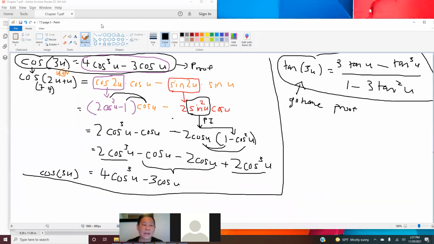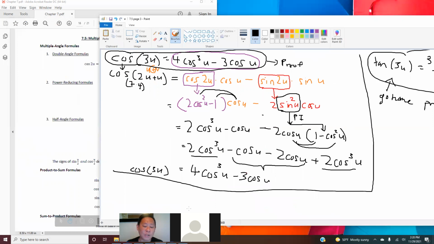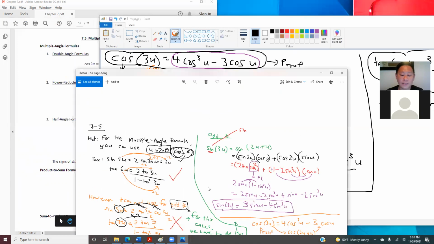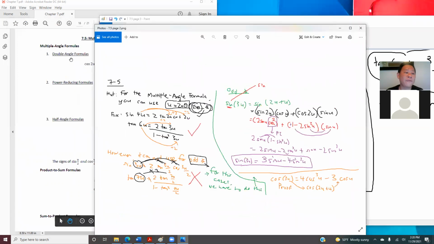So that's what happens when you have an odd. If you have even, you can use this formula. Once you reach the odd, you have to use a different formula to do this case.